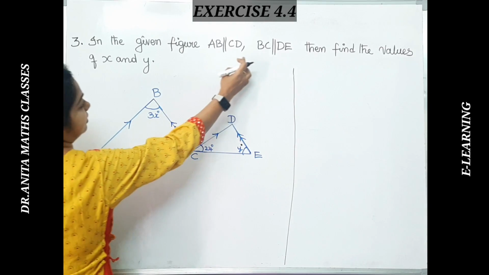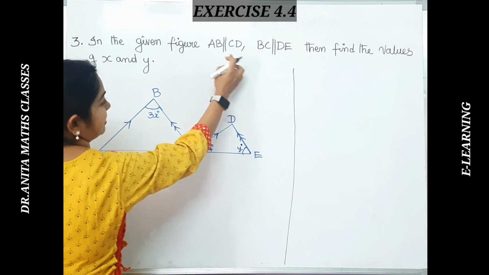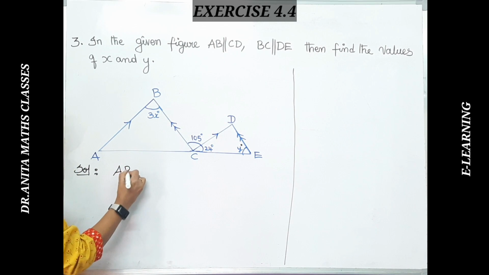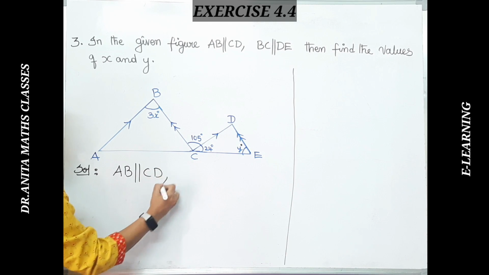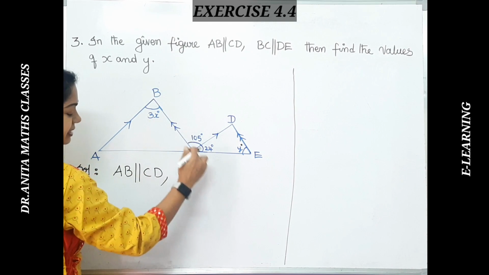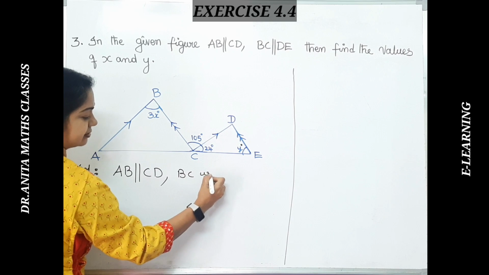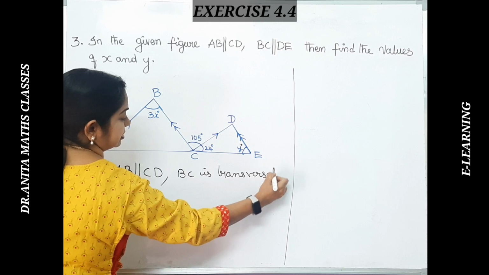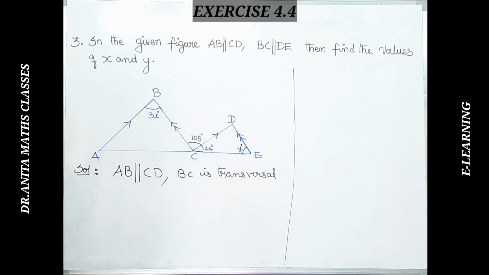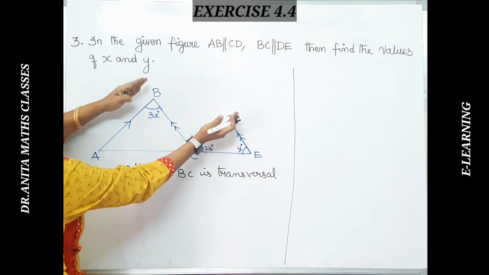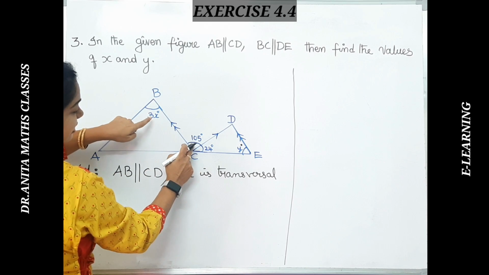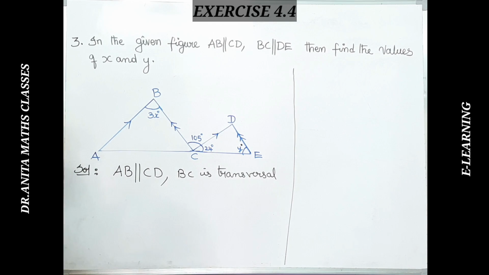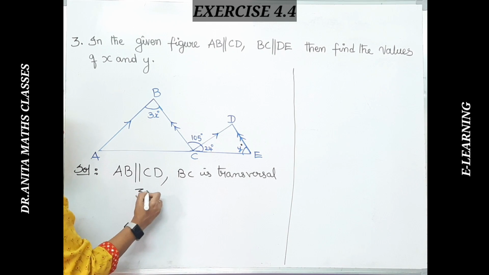See here, given BC is parallel to DE and AB is parallel to CD. Let us see AB parallel to CD first. These two are parallel and BC is the transversal. Let us consider this first. If you are seeing these two parallel and BC is a transversal, clearly these two angles, 3x degrees and 105, are the interior alternate angles. So they are equal, right?